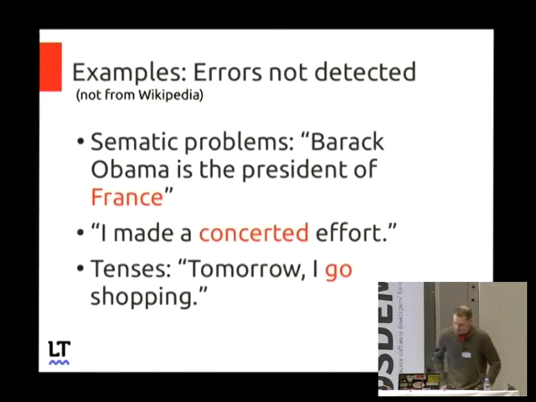So some examples of errors which we cannot detect. These are not from Wikipedia now. I made them up. So we cannot detect semantic problems, of course, like "Barack Obama is the president of France." That won't trigger any error. If you write something like "I made a concerted effort," your English teacher will tell you that "concerted" implies more than one person was involved. So that's not correct, but we won't detect that now. And if you write a sentence like "tomorrow I go shopping," it should be "tomorrow I will go shopping." That's also a case which we don't detect yet.